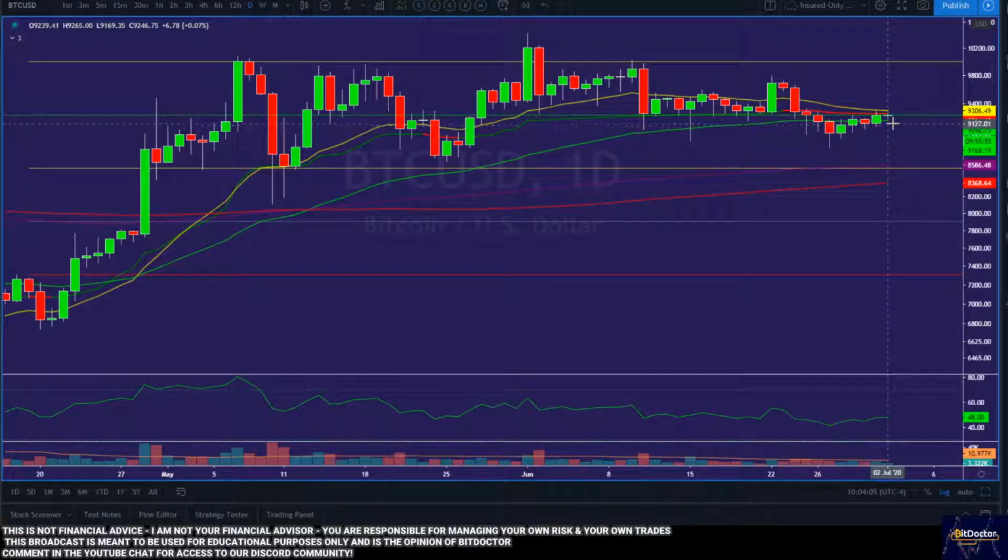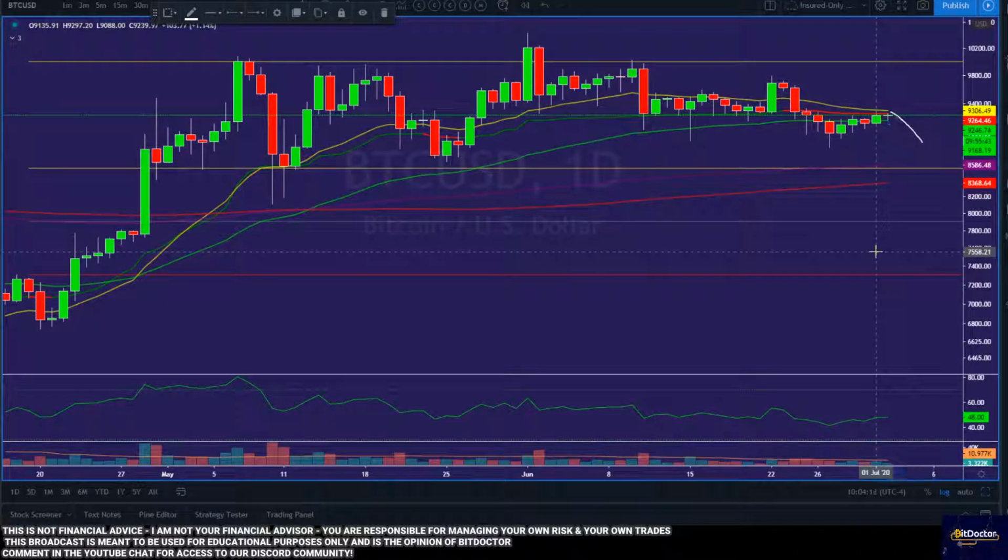If we start closing below the 55 exponential, then we do have a greater chance of this 21 exponential crossing down while that 55 is just kind of moving sideways. So we're going to have a little bit of a bearish cross there. I'd like to see that.